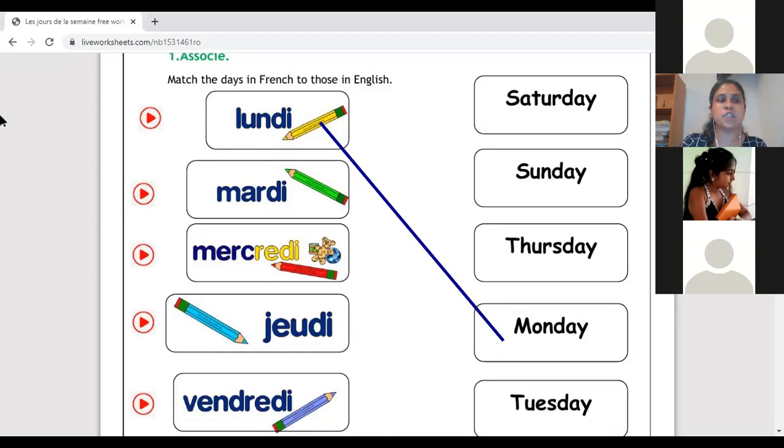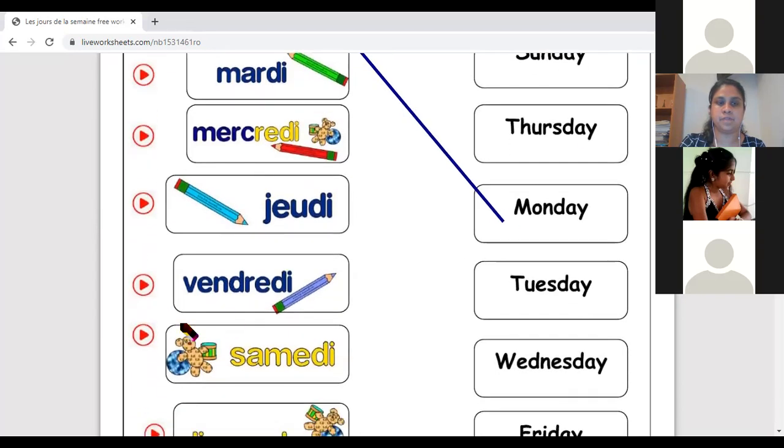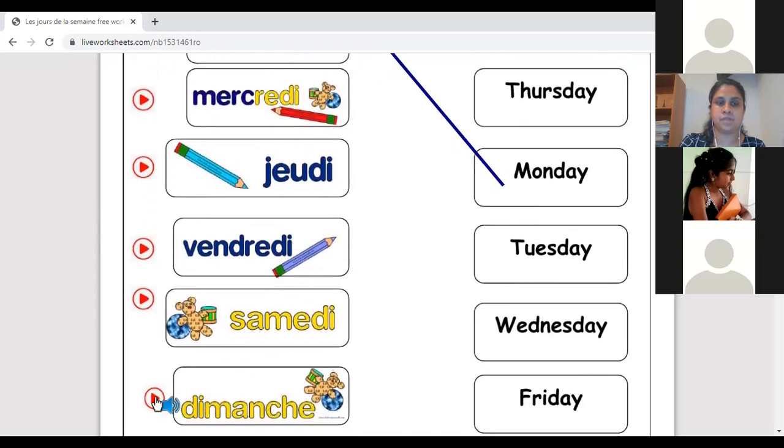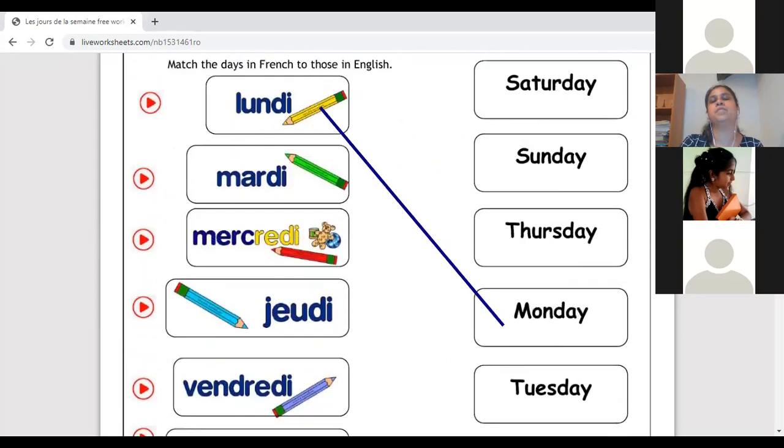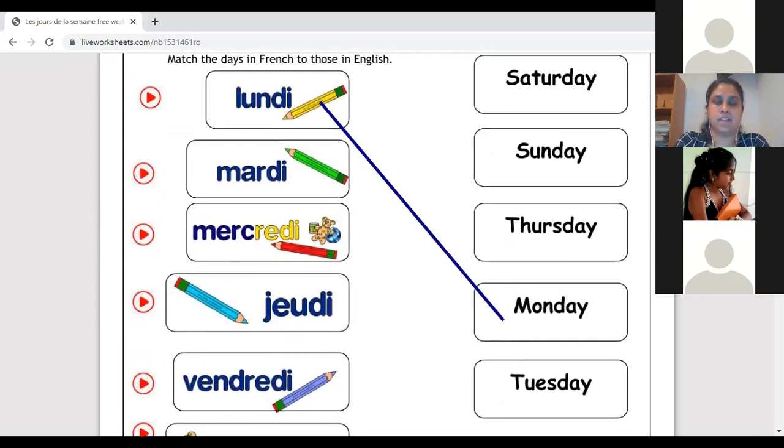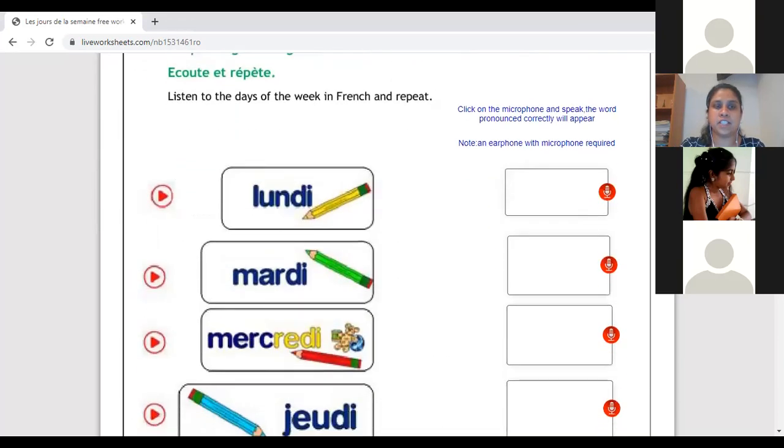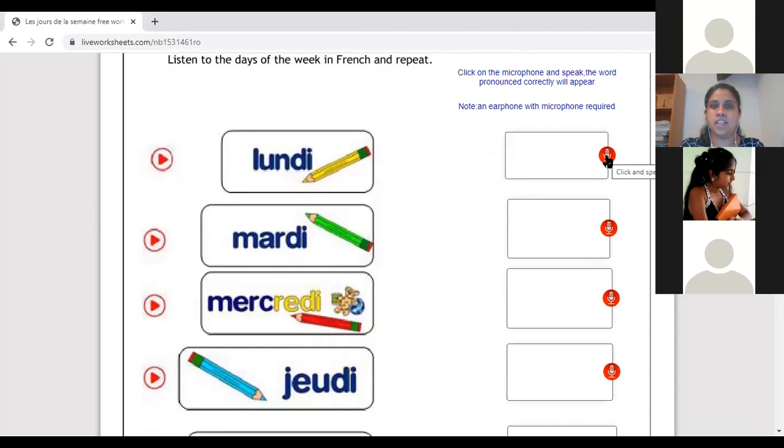While doing the activity, listen to the word also. You can play it. Mardi, mercredi, jeudi, vendredi, samedi, dimanche. Okay, and don't do the second one. Actually, for that one, you need to click on the mic and you need to speak. That one doesn't want. Just only do the first one.